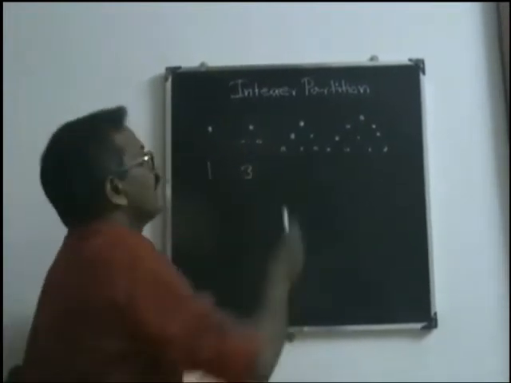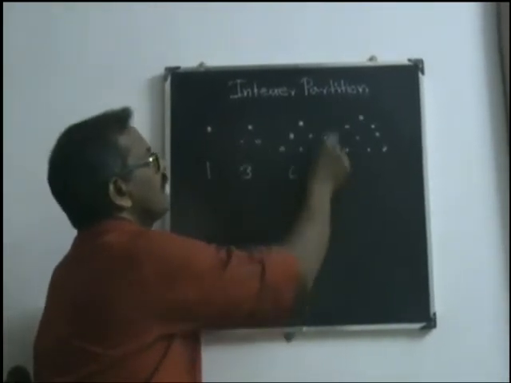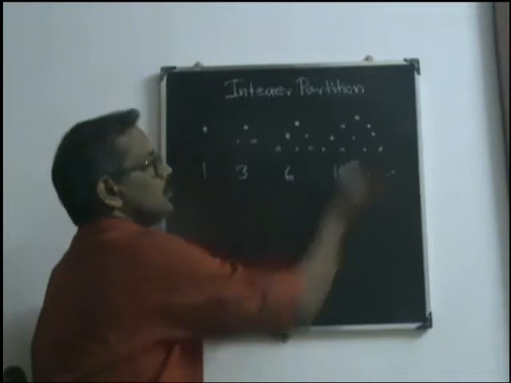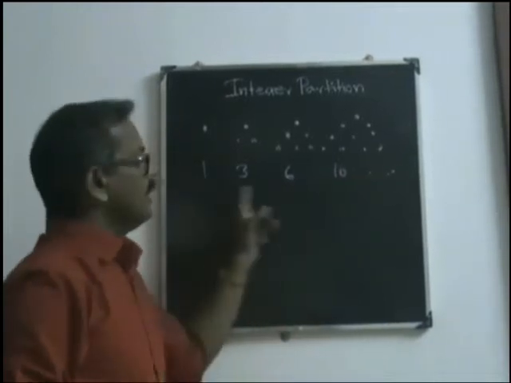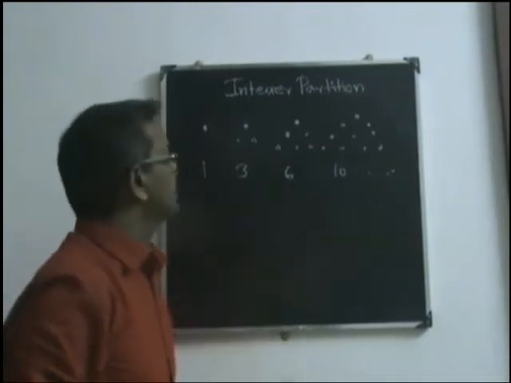Three dots are there. Here 1 plus 2 plus 3, so that means 6 dots are there. Here 10 dots are there, and so on. Okay, we get a number system, some kind of numbers we are getting.